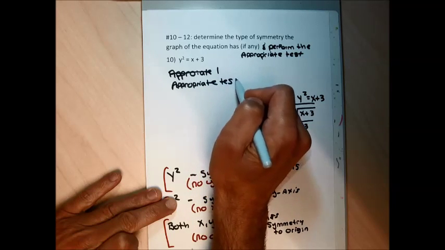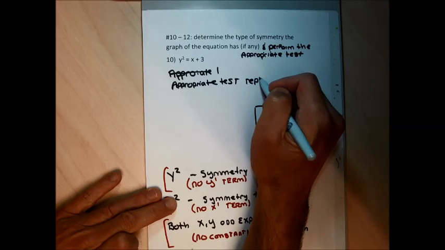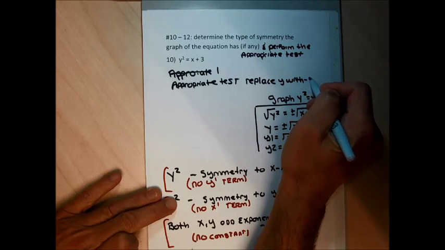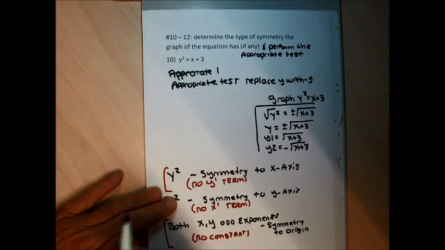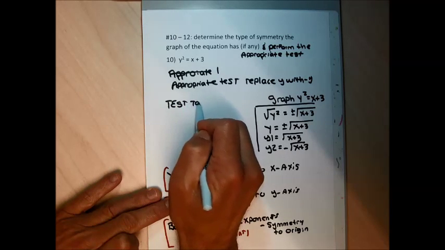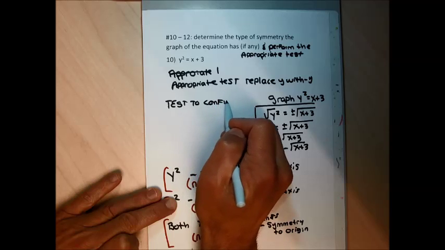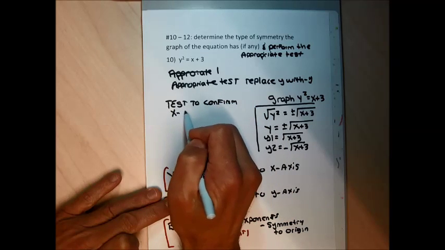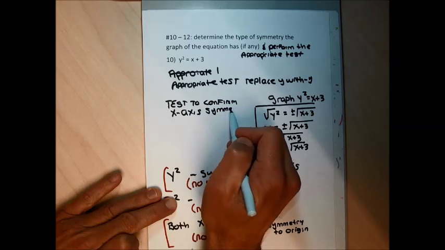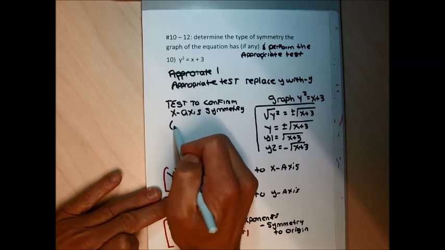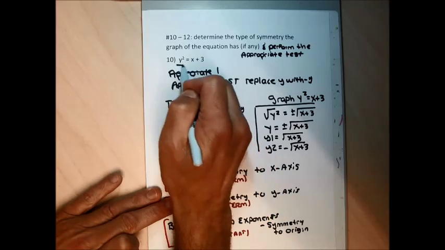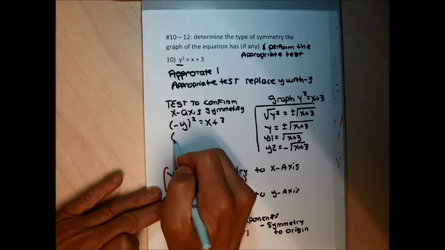is to replace the y with negative y, and it has to simplify back to the original problem. So my test to confirm x-axis symmetry, I'll do right here below, and you need this on the test to get credit for this question. So I'm going to change the y in the initial problem, that's this y right there, to negative y, and I'm just going to do the algebra to simplify this.